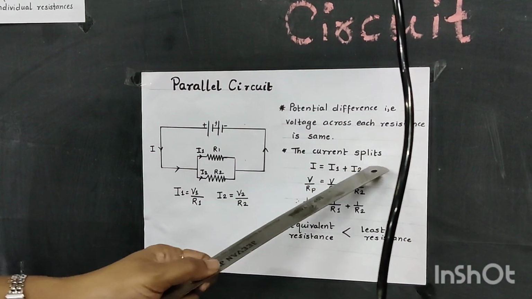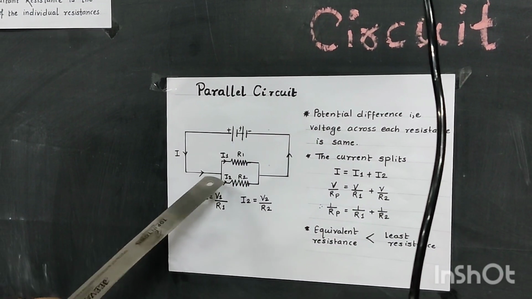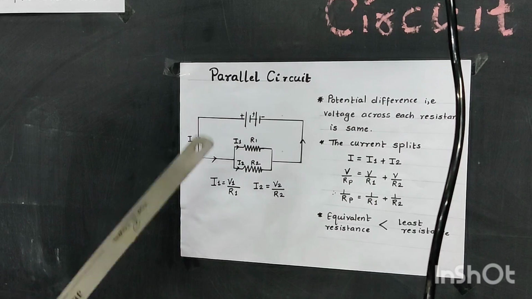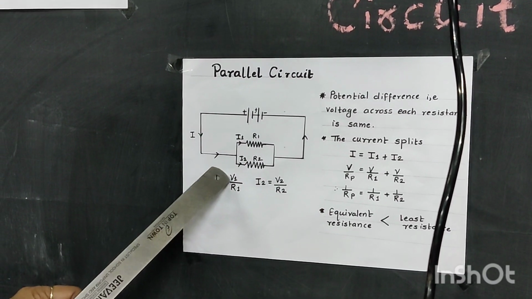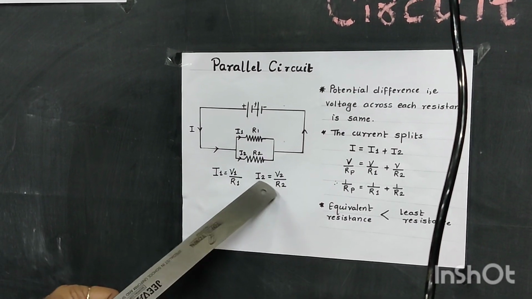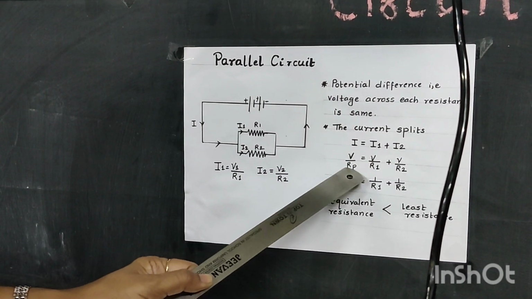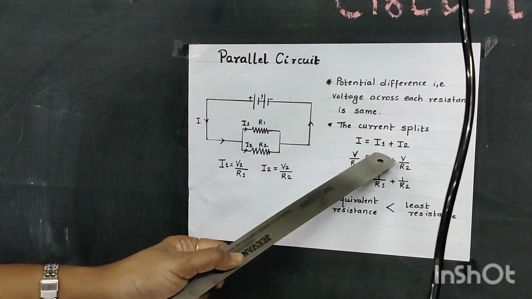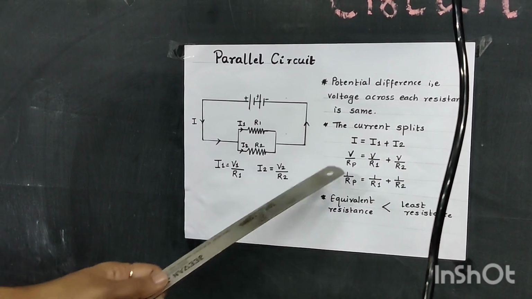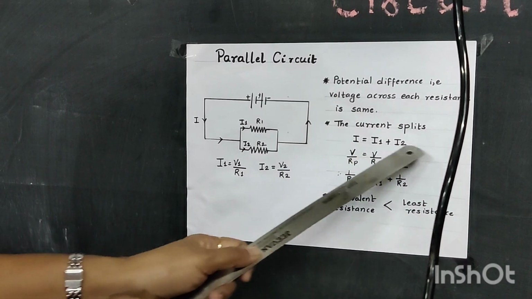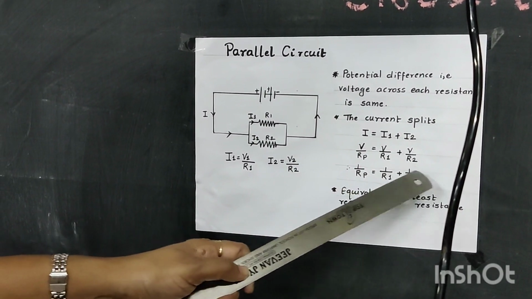Now, as the current splits, I will be equal to I1 plus I2. What about the voltage? It will be the same, and that's why I1 will be equal to V upon R1 and I2 equal to V upon R2, with the voltage the same. So I is equal to V upon Rp, which is equal to I1, that is V upon R1, plus I2, which is also V upon R2. As the voltage is the same, it gets cancelled, and 1 upon Rp will be equal to 1 upon R1 plus 1 upon R2.